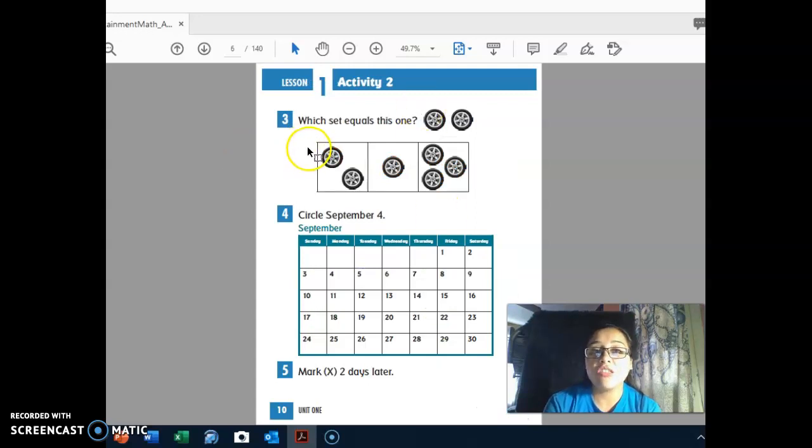Number 3, it says, which set equals this one? So you have how many tires? 1, 2. Which one looks the same as this one? Is it cube A, which is 1, 2, cube B, which is 1, or cube C, 1, 2, 3? Circle the correct answer. Number 4, circle September 4th. So this is the calendar. September, find number 4. Where is number 4?